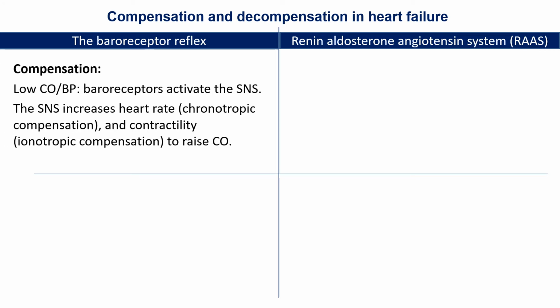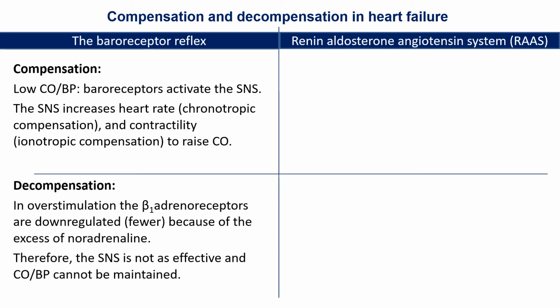So in terms of compensation for the baroreceptor reflex, what happens is that low cardiac output, low blood pressure is detected by the baroreceptors in the aortic arch and the carotids. They then activate the sympathetic nervous system. Sympathetic nervous system, as we know, I would hope by now, increases heart rate, so that's the chronotropic compensation, and increases contractility, the strength of contraction of the myocardium. This is our inotropic compensation to raise cardiac output.